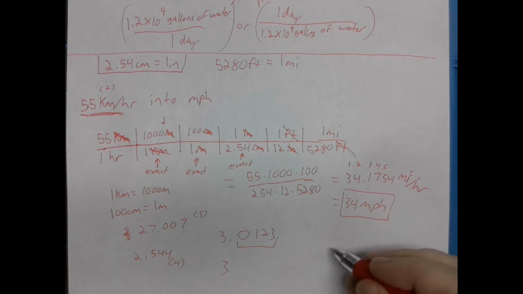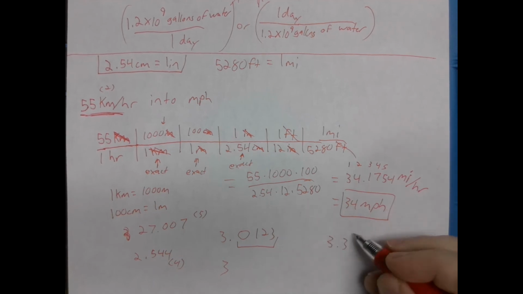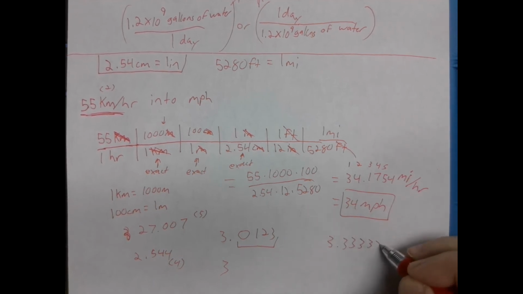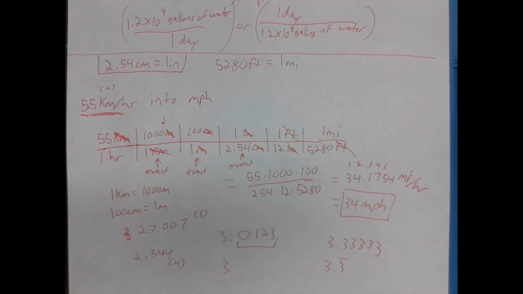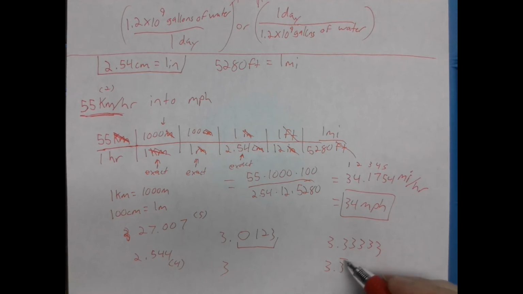If it carries, I will accept, like, 3.333, if you actually write it precisely. 3.3 carries. This isn't rounding, this is actually just writing the infinite number.